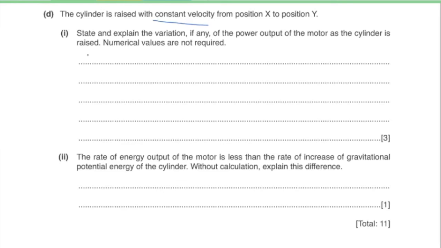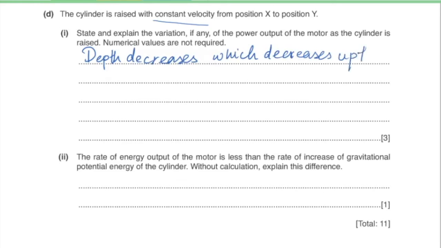So we can write that depth decreases, which decreases upthrust. In order to make the cylinder move with a constant velocity, tension needs to increase too. So tension increases, and when tension increases, the power output of the motor increases too.